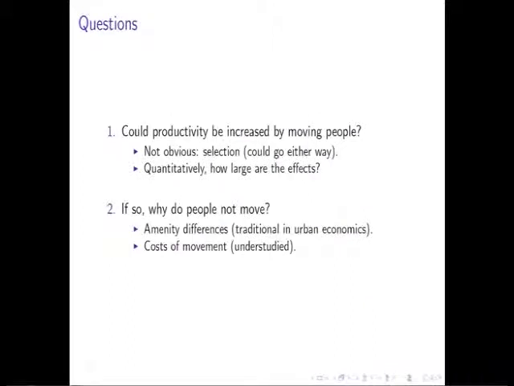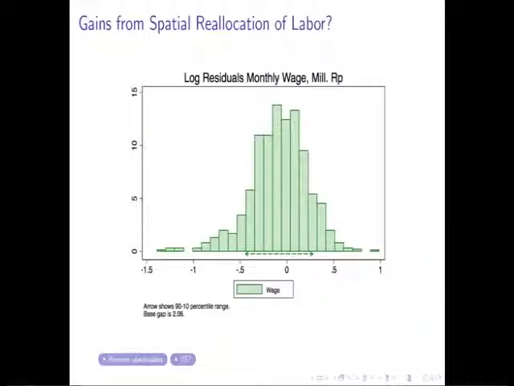what we're going to try and do in this paper is to ask a question, which is, could I increase the productivity of Indonesia in this case from moving people across space? The big reason why you may not be able to do this is selection. Once you start thinking about selection, however, it's not obvious that it only reduces the possibility of gains.